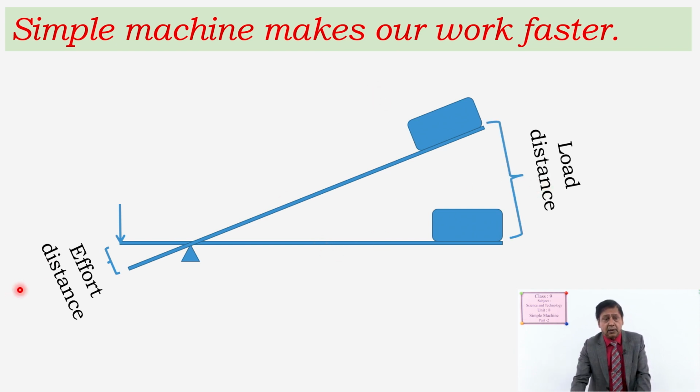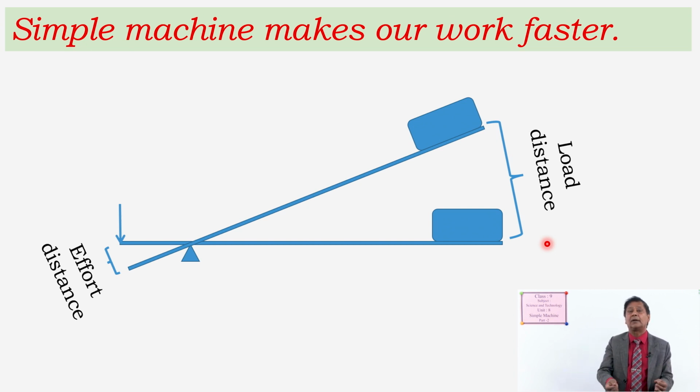Look at this. When the effort covers less distance, let's say we pressed it this much distance in 1 second, within the same 1 second the load rises to this much huge distance. What does it mean? It means work becomes faster. If the effort distance is less in the simple machine and the load distance is high, then the simple machine makes our work faster. This is the meaning of how a simple machine makes our work faster.